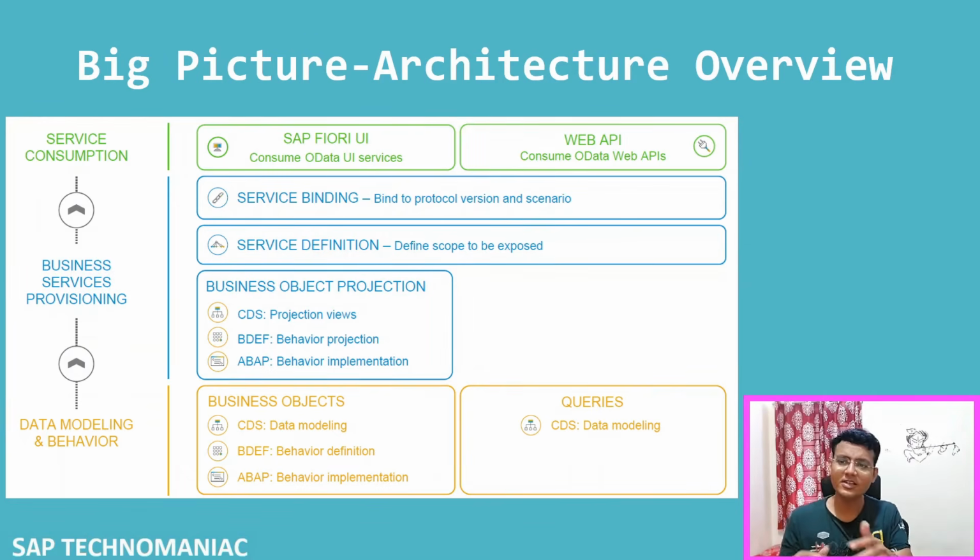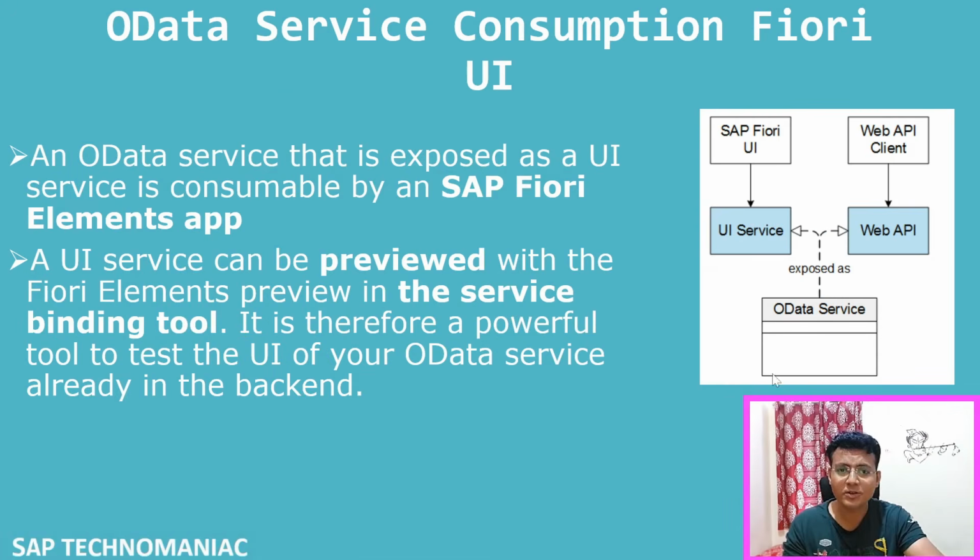As I told you, once we define the service binding, we are going to consume it either as a Fiori application or as a web API. So as you can see, once we have created the OData service, it is either a UI service or a web API. First we will discuss if you want to consume that particular OData service as a Fiori UI. So what is the advantage over there?